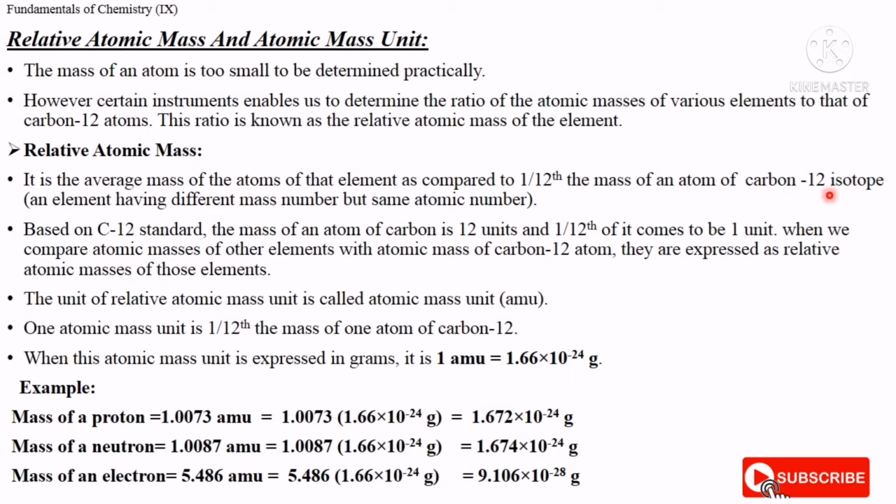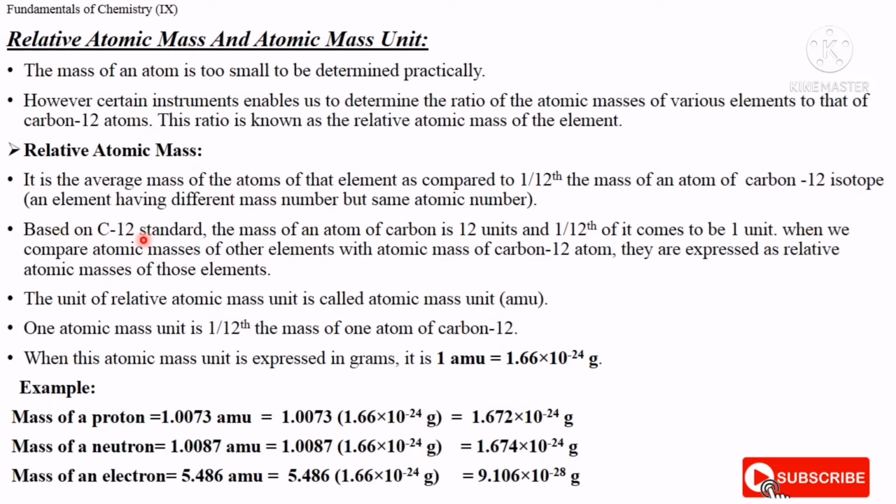Here a new term is introduced, that is isotope. What is isotope? An element having different mass number but the same atomic number. If we see the definition of isotope, we come to know that these are elements having the same atomic number. It means the proton number is the same but they differ in neutron number.